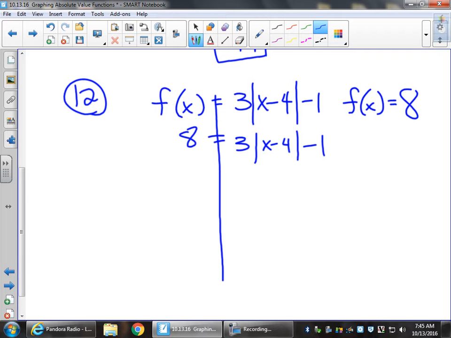So take a look at that for a second. No different than if this was a linear function and I gave you f of x equals a number, you would still be substituting it in that output position where y goes. So let's solve this together. What can we move first?